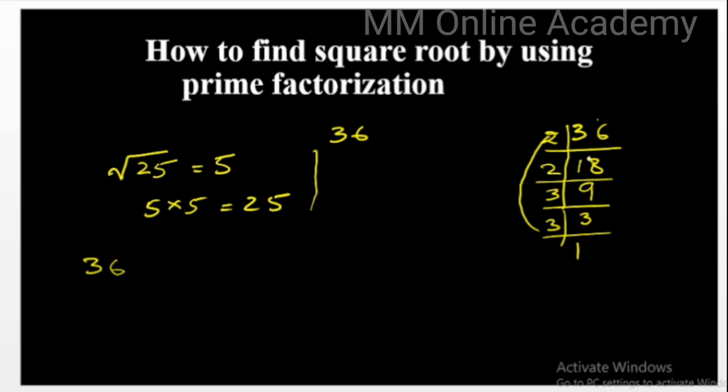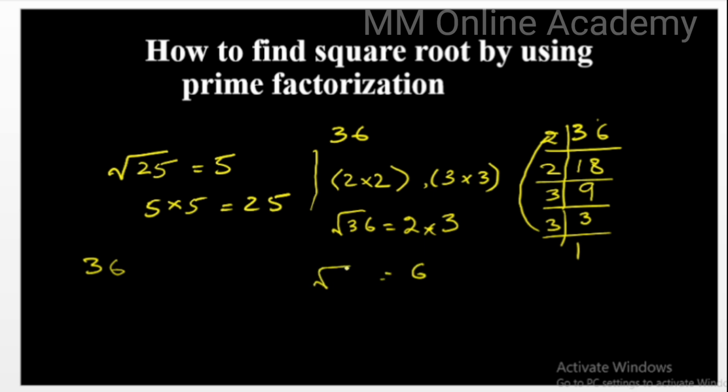We will make pairs of the same numbers. For example, the pairs are 2 multiplied by 2 and 3 multiplied by 3. Now take one number from each pair. Square root 36 will be equal to, take one number from each pair. Select 2 from this pair and 3 from this pair. We will multiply these numbers. 2 multiplied by 3 is 6. So square root 36 is equal to 6.